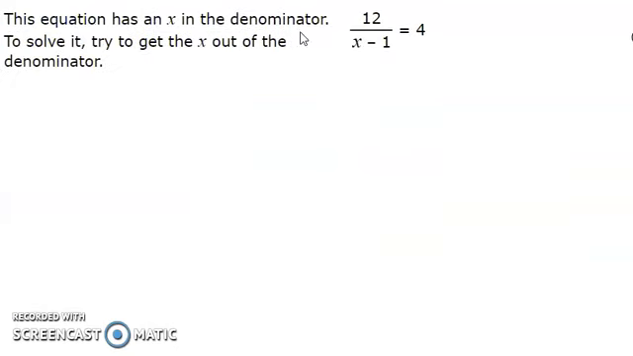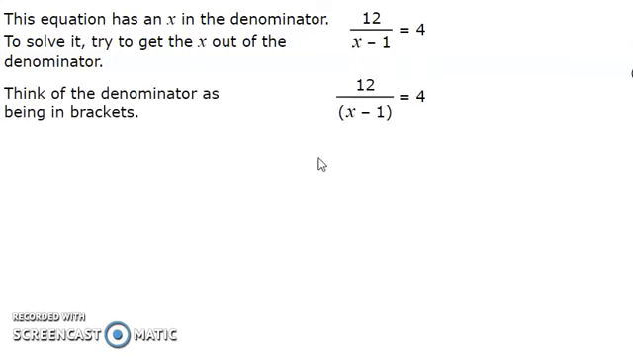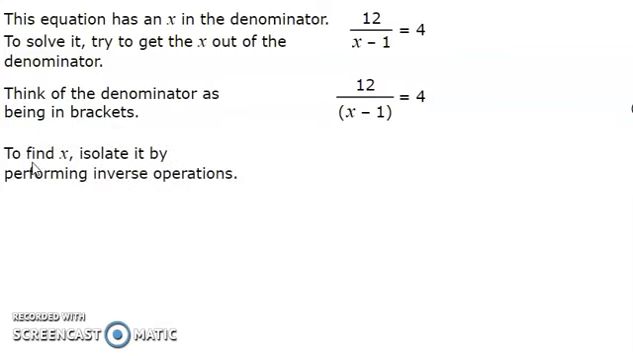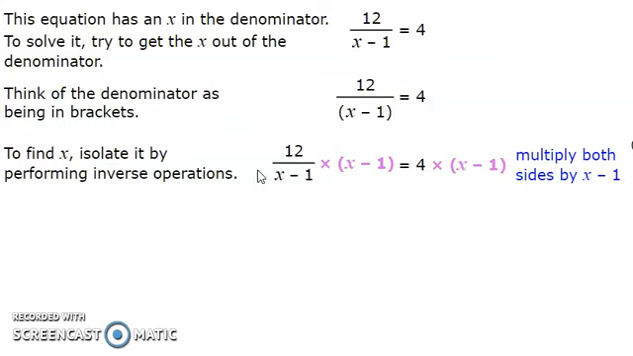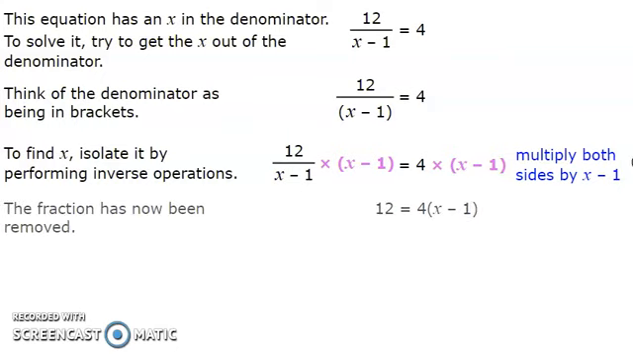Now this equation has x in the denominator. To solve it, try to get the x out of the denominator. So in order to do that, think of the denominator as being in brackets. To find x, isolate it by performing inverse operations. So x minus 1 is here. If you multiply both sides by x minus 1, this will get cancelled, and on the left hand side you are left with 12, and the right hand side 4 times x minus 1.